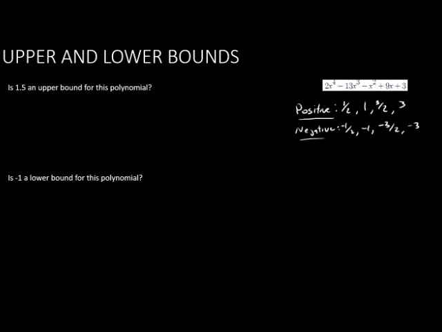Here I've listed the positive and negative rational roots that we found in our previous section. Now we're going to try to eliminate some of these possibilities by checking for upper and lower bounds. We'll first check if 1.5, or 3/2, is an upper bound for this polynomial. To find if that's the case, we will use synthetic division with 1.5 as our divisor.